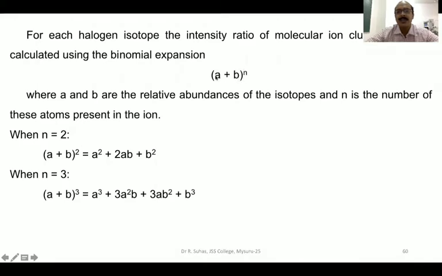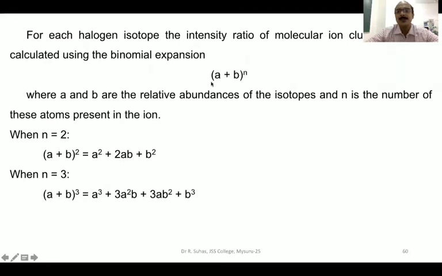Here A is the relative abundance of the isotope, that is A is the lighter isotope, B is the heavier isotope, where n is the number of atoms of these present in the ion. We can say that when n is equal to 2, it is (A + B) raised to 2. So n becomes 2, and it becomes (A + B) whole square. We know the expansion for this: A square plus 2AB plus B square.